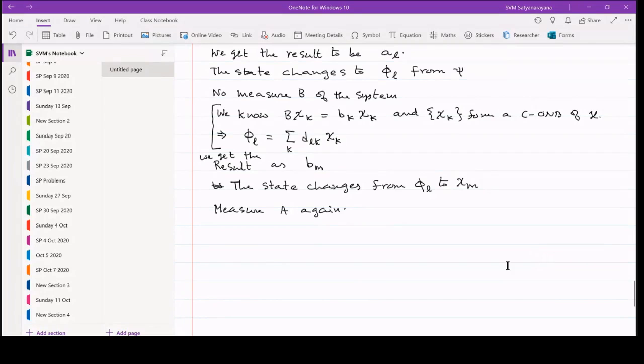Sir, did you measure B, or have you written no, measure B of the system? Sorry, it is not no, it is now. Okay, okay, sir. Now measured.